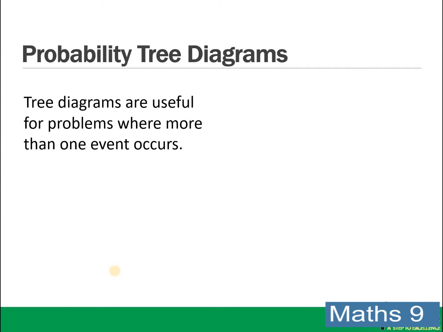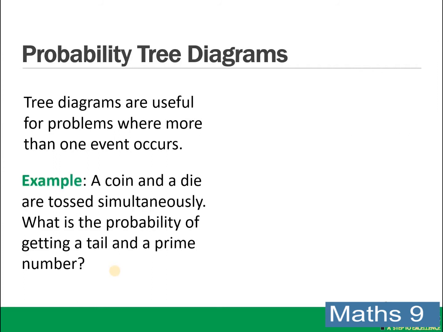Tree diagrams are useful for problems where more than one event occurs. For example, a coin and a dice are tossed simultaneously. What is the probability of getting a tail and a prime number? We can draw a diagram for this.